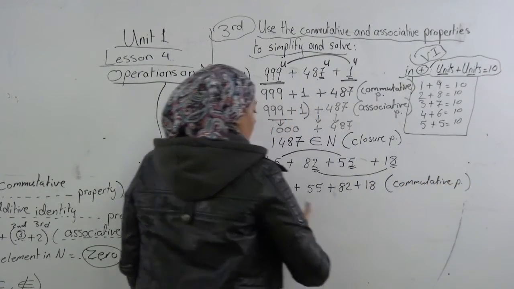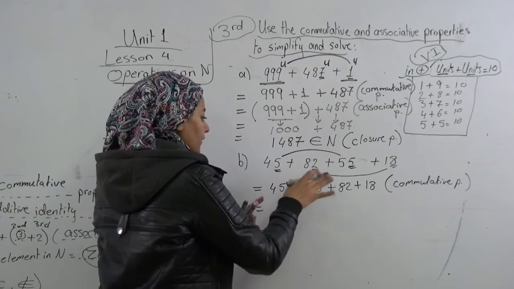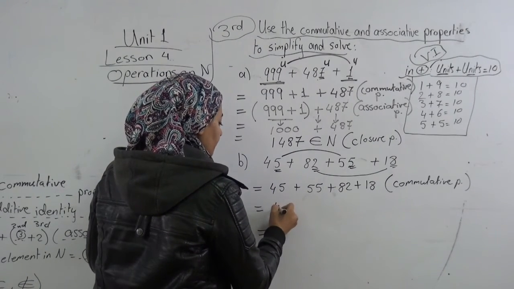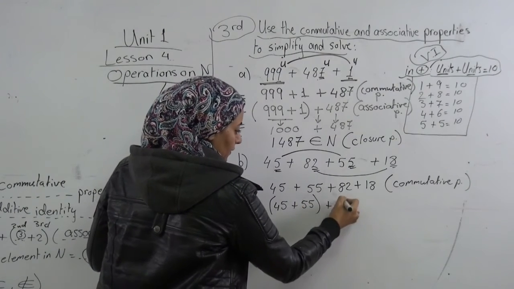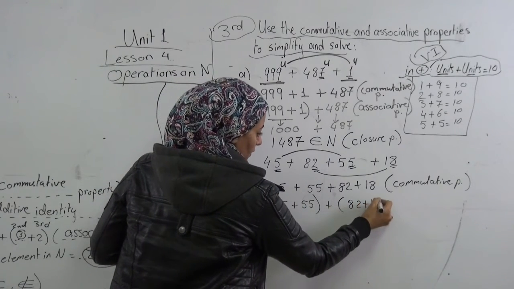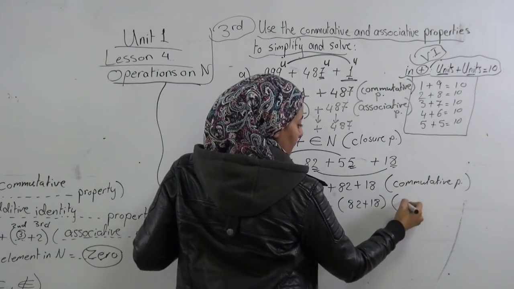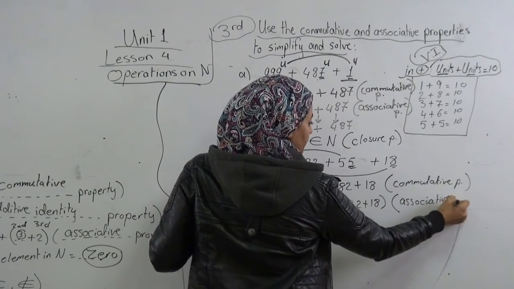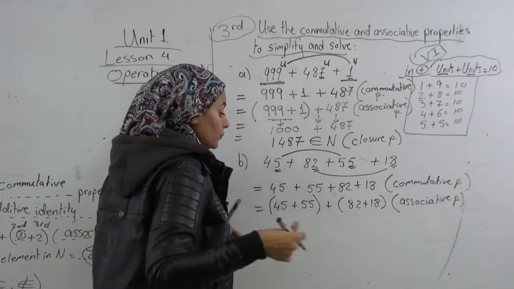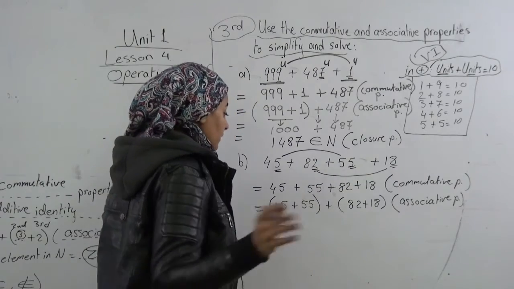The second line is to write them as they are and put brackets on the friends. Group the friends between brackets. When we put brackets or group, it is called the associative property, because we put brackets on what we see that are friends.